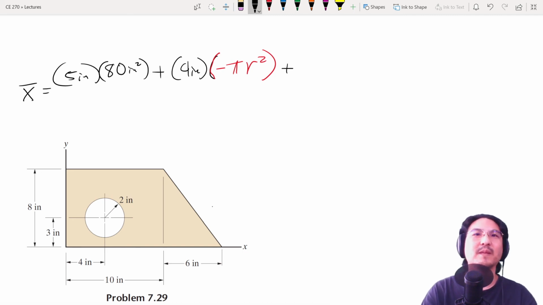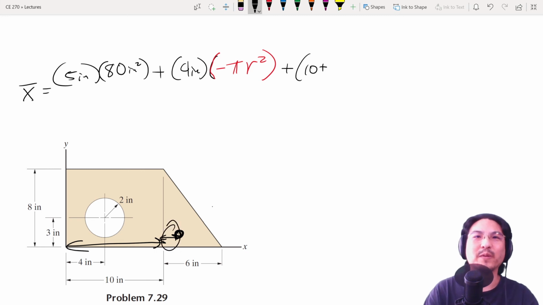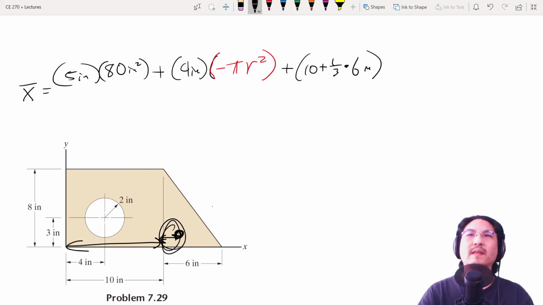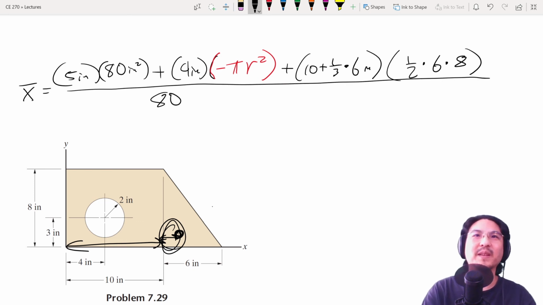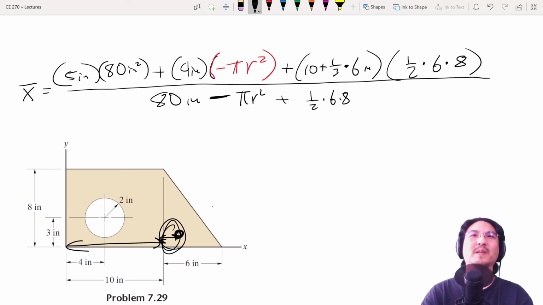And then the triangle is here, right? So that's 10 plus 1/3 of the way over here. And then the area of the triangle, 1/2 base times height. Okay, and then divided by the total area, 80 minus pi r squared. There we go. Okay, how does it look? Not too bad. Okay, one more.